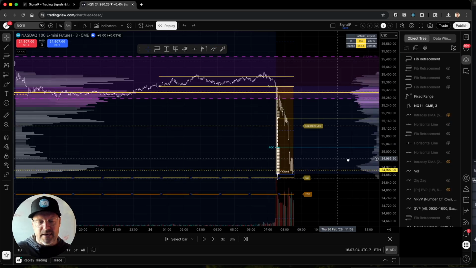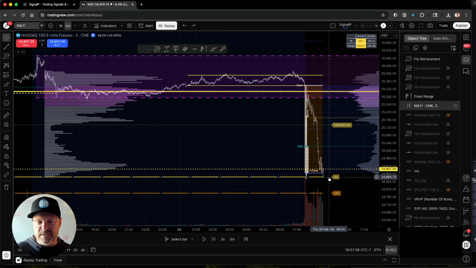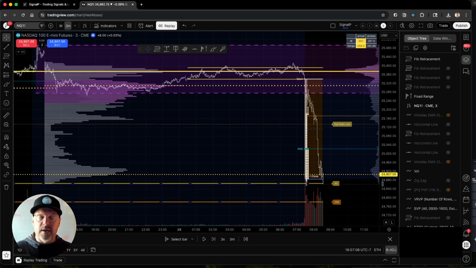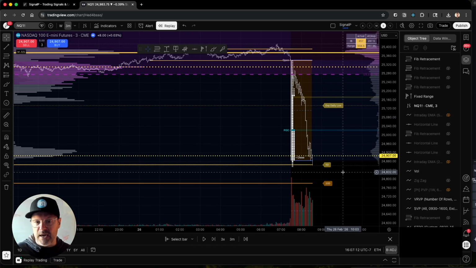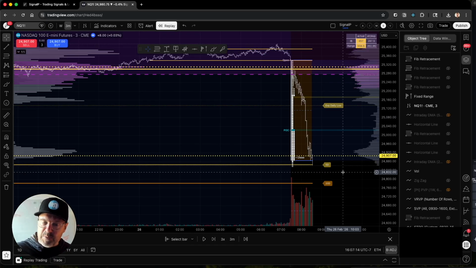So the idea is that we've tested a composite reference and we interact with it. Any decision level that you use, you're always looking to say, well, okay, that's an area that I'm expecting a reaction from the market. Do we get that reaction? Sometimes we cut through them and we don't get the reaction.